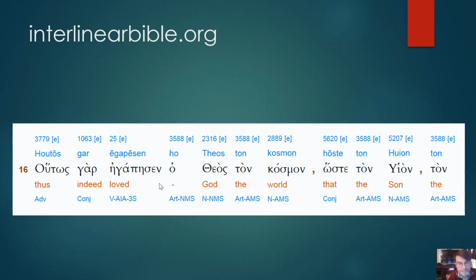This is the transliteration on this line. This is the Greek, obviously. Then we have an interlinear in between the lines, English. And then this is the code. So hutos is an adverb, gar is a conjunction, agapesen is a verb, ho theos, ho is the article, ton kosmon is direct object, so forth. Things you should know if you're watching this video, probably.